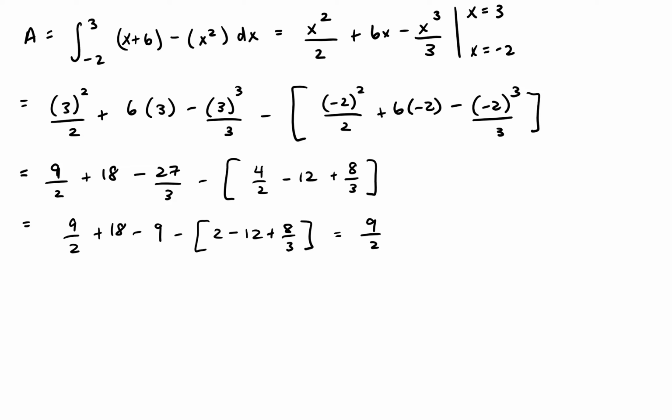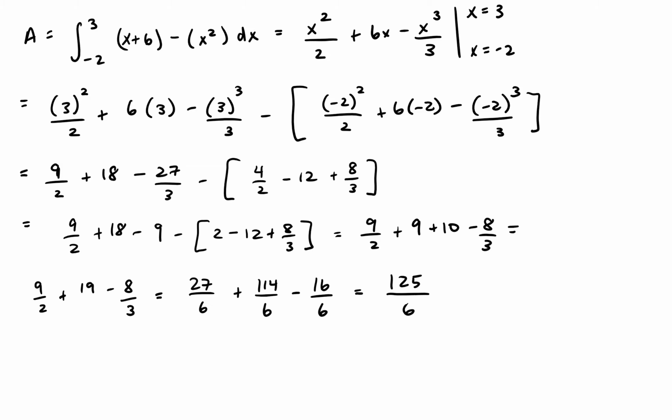That'll be 9 halves plus 9 plus 10 minus 8/3, which is going to be 9 halves plus 19 minus 8/3. I went ahead and I found a common denominator to be 6, and so our final answer ends up being 125 over 6.